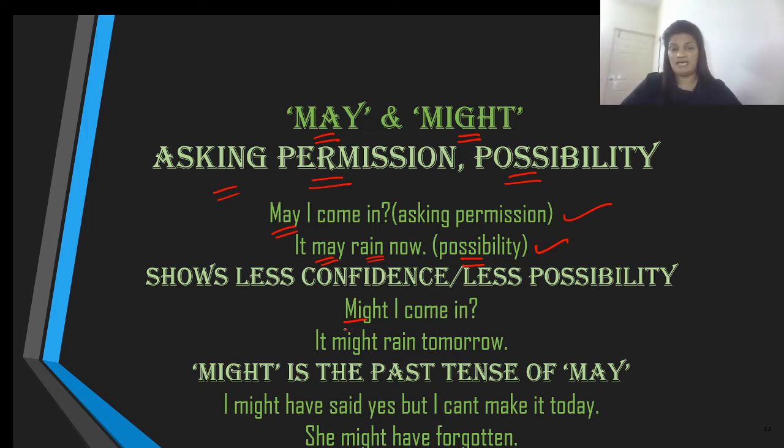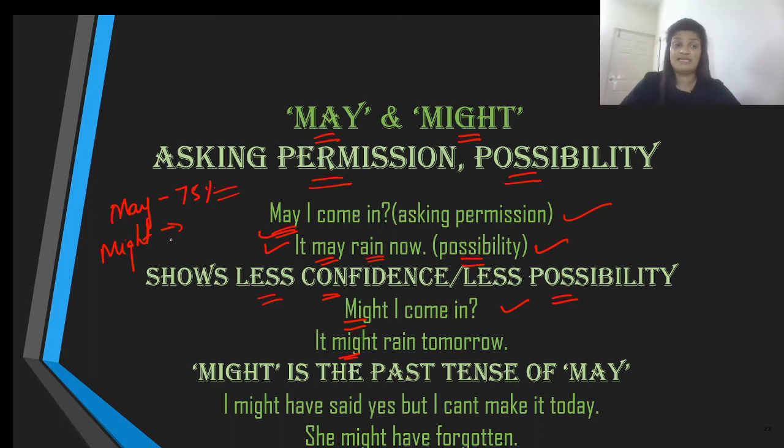But when you use might, you actually show less confidence or less possibility. Supposing when I say, might I come in? You're definitely asking for permission, but the confidence in your voice or in your language is not as much as when you say, may I come in? And similarly, when you say, it might rain tomorrow. Now, here, the difference between may and might could be, let me give you an example. If you say may, if I take the example, it may rain now, I am 75% sure that it may rain now.